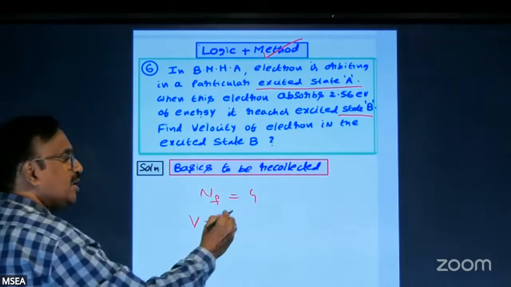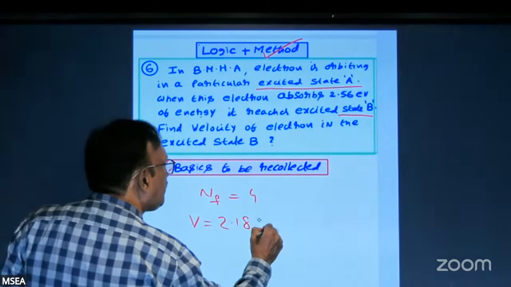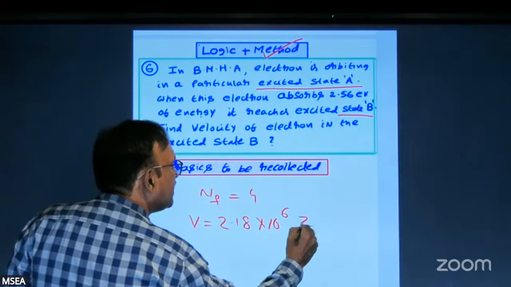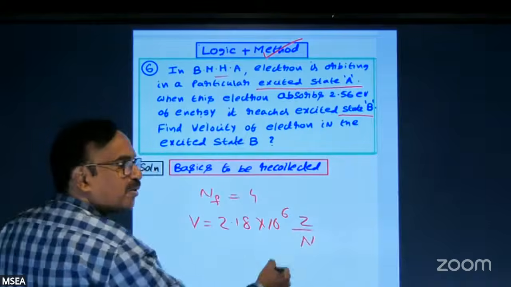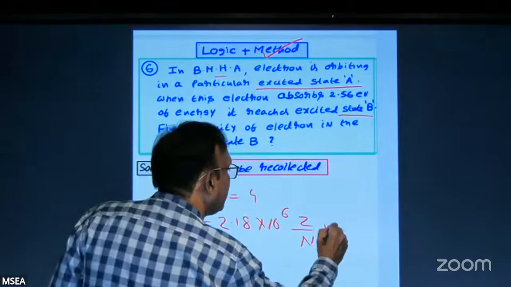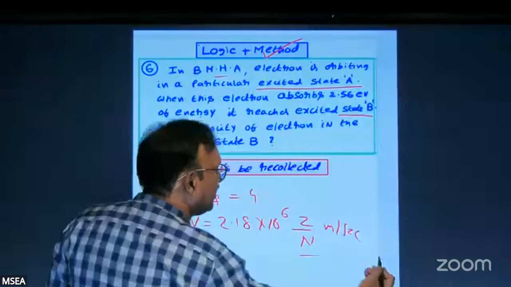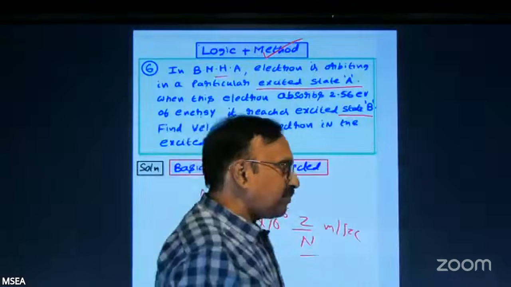You know the formula for the velocity of the electron, 2.18 into 10 to the power of 6 into Z by n. It is a hydrogen atom, so Z is 1, and n is 4. So you'll get the answer in meters per second if you write n is 4.